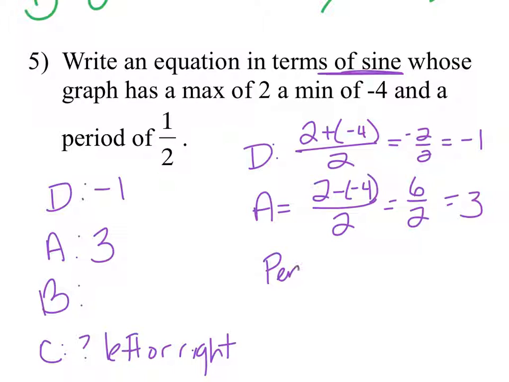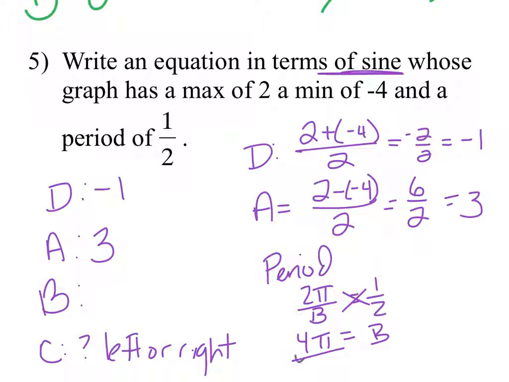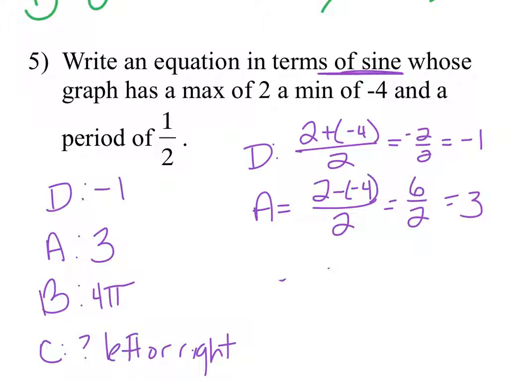So with period, that's related to b, because 2 pi over b is equal to 1/2. 4 pi is equal to b. Oh, that's it, it's 4 pi. So the equation is, I didn't leave myself room. Sorry, I'm just going to erase this. So the equation is y equals A sine Bx, make sure you put the angle, plus D.